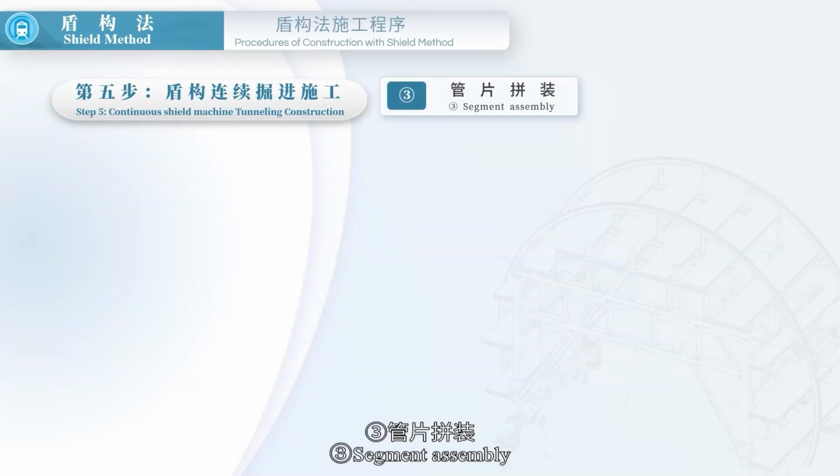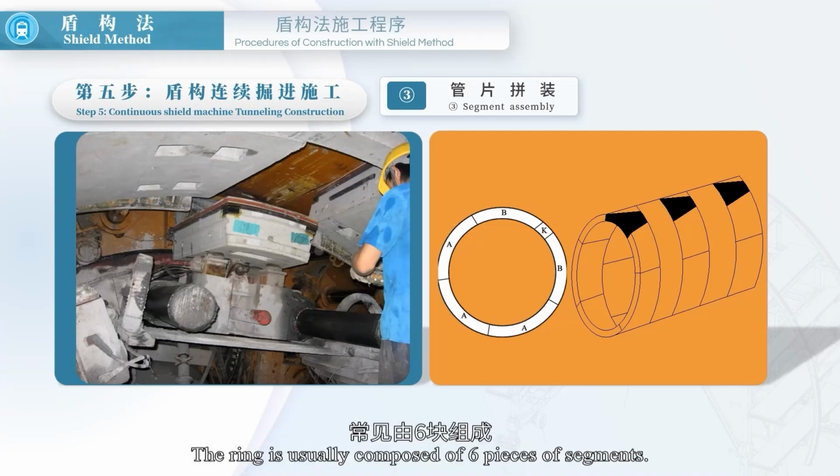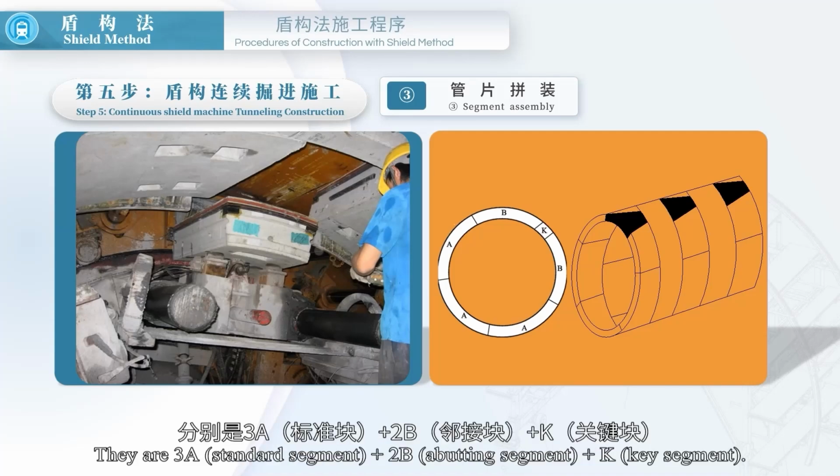Segment assembly. Segments are spliced into a ring by a segment erector. The ring is usually composed of 6 pieces of segments. They are 3A, standard segment, plus 2B, abutting segment, plus K, key segment.